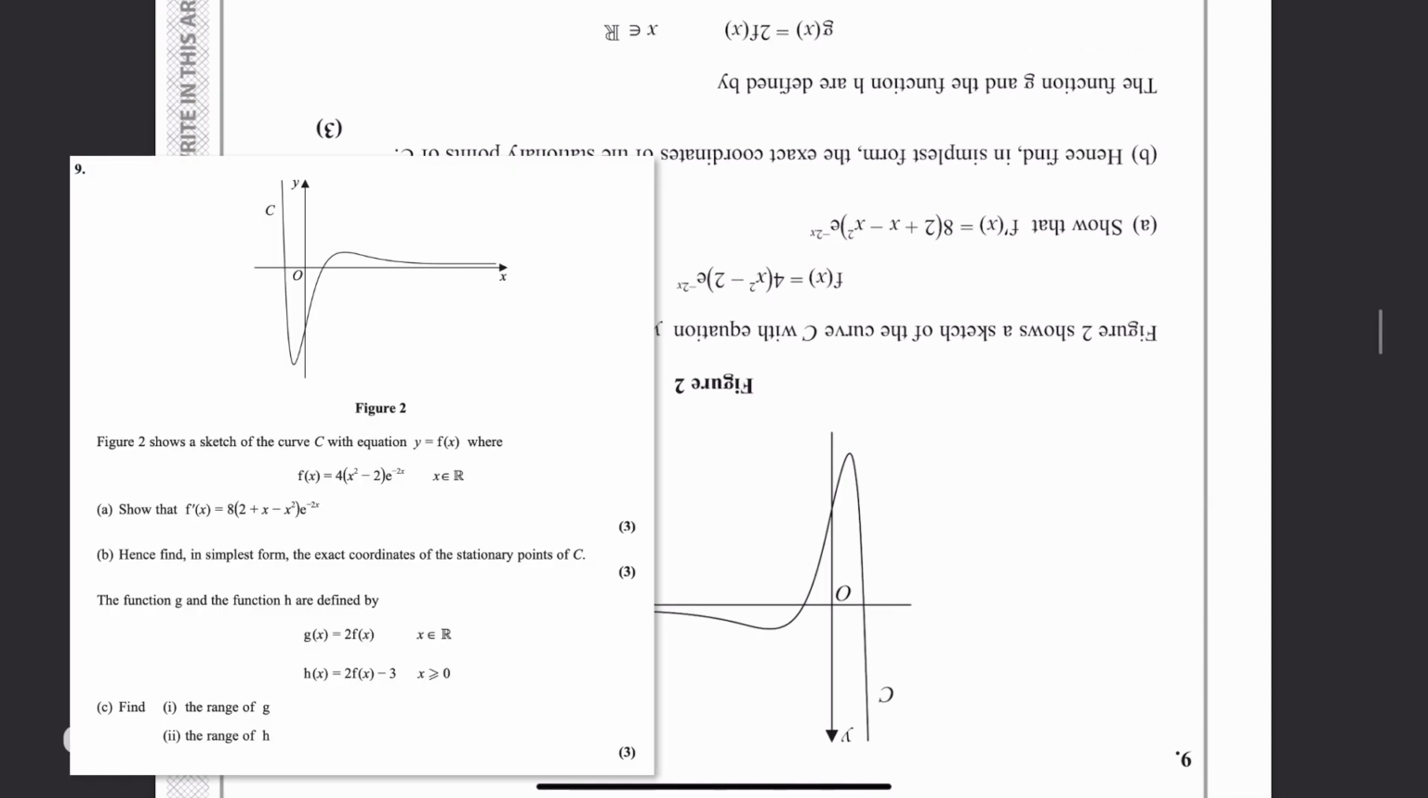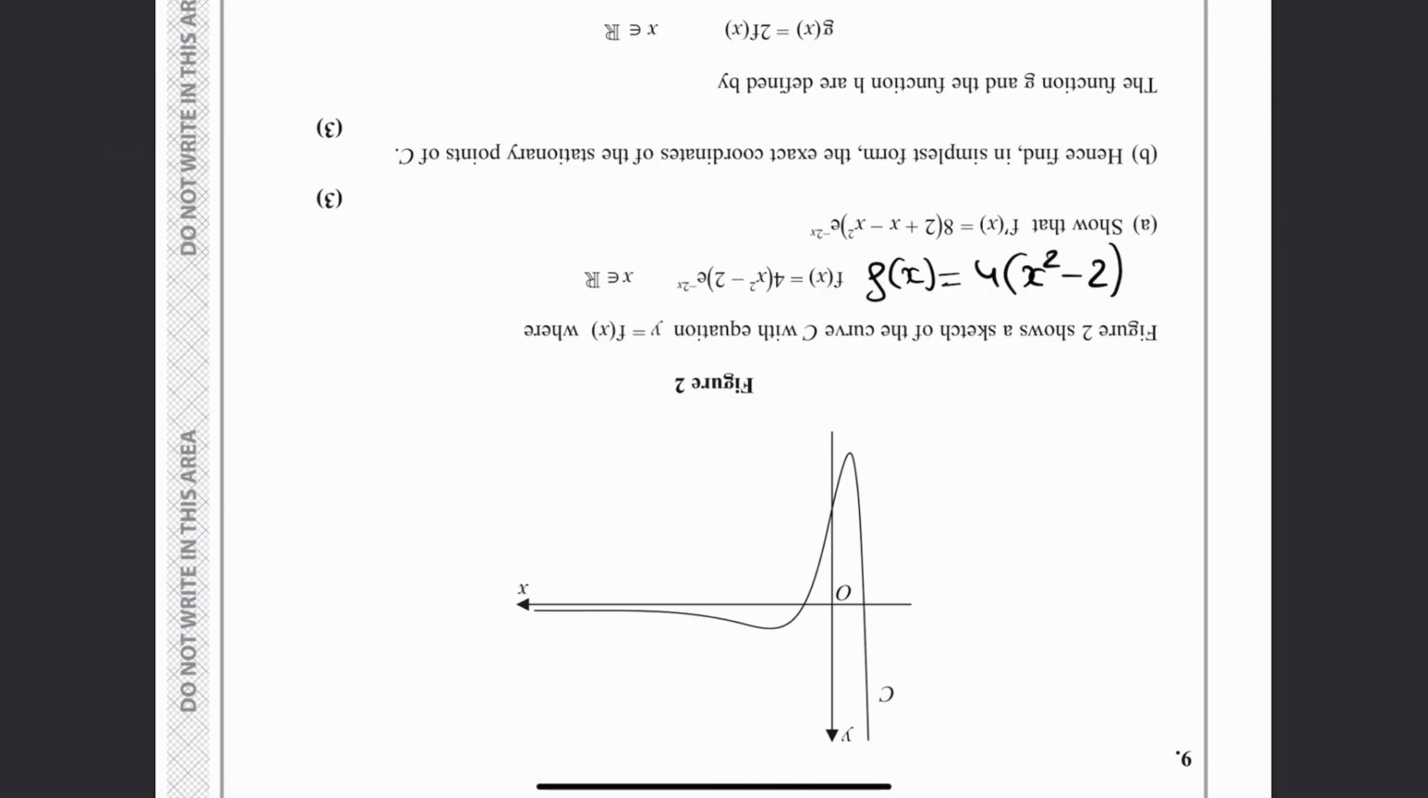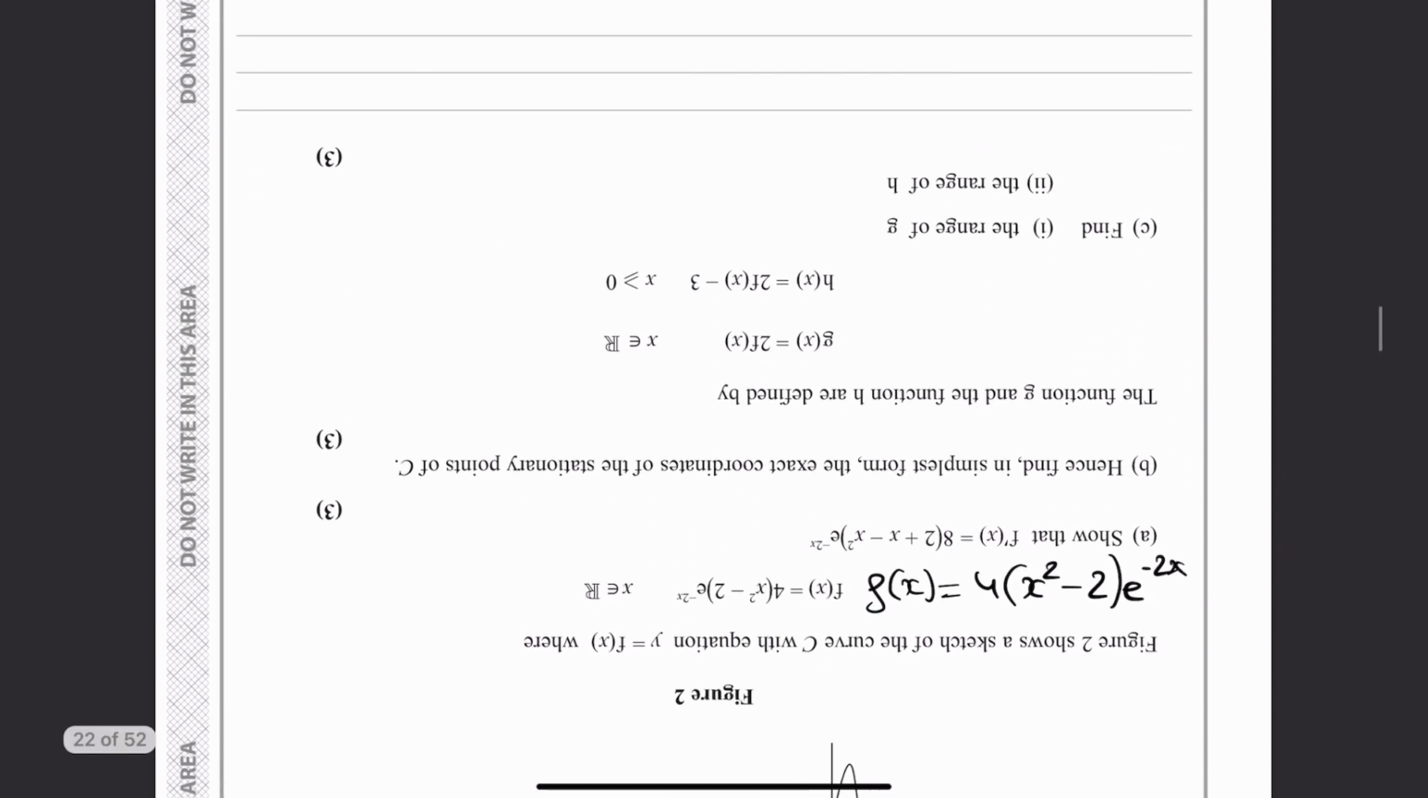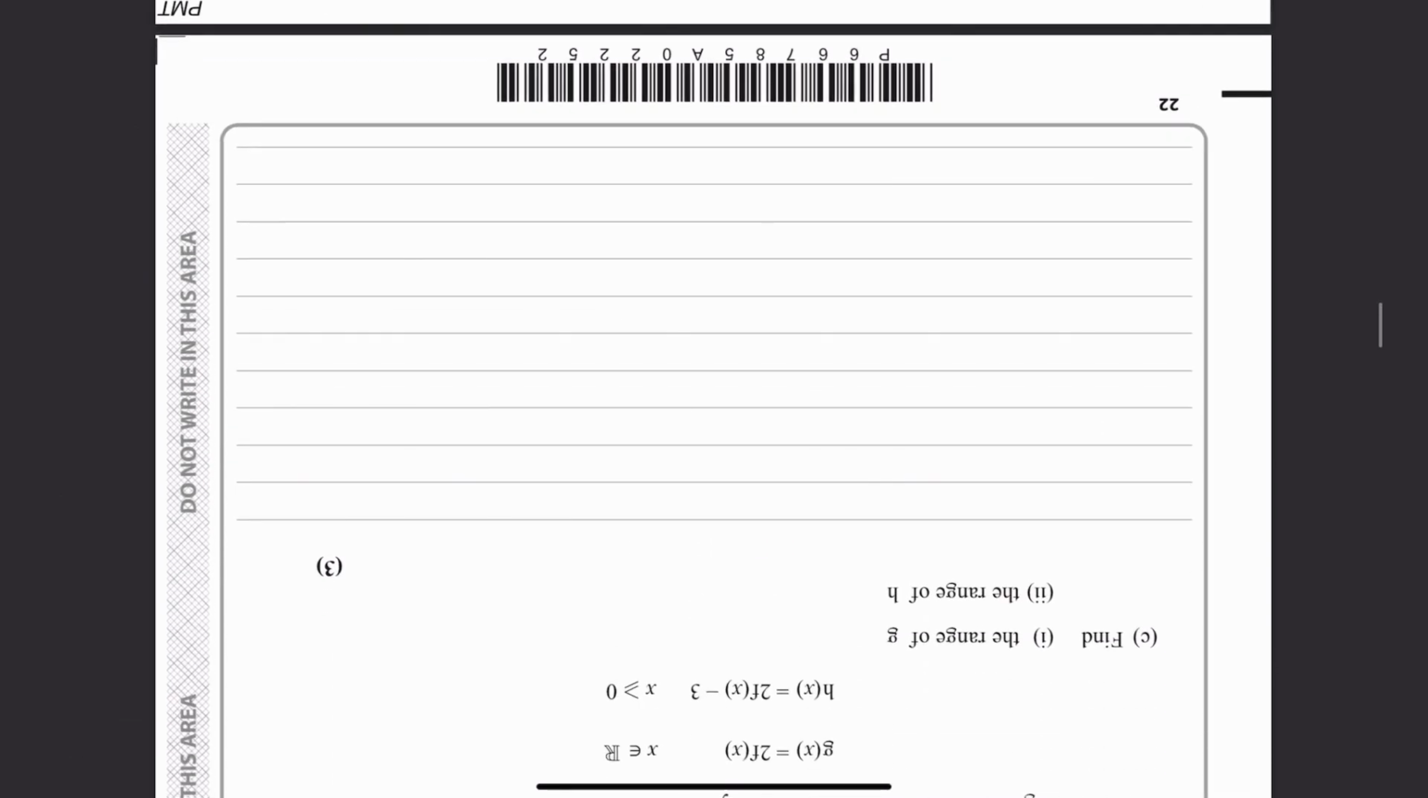Question 9. Figure 2 shows a sketch of the curve C with equation y equals f of x. Oh no, what is this? f of x equals 4x squared minus 2, e to the minus 2x. Okay then. Show that f dash of x, so just find the derivative of this. Okay, pretty good stuff so far.